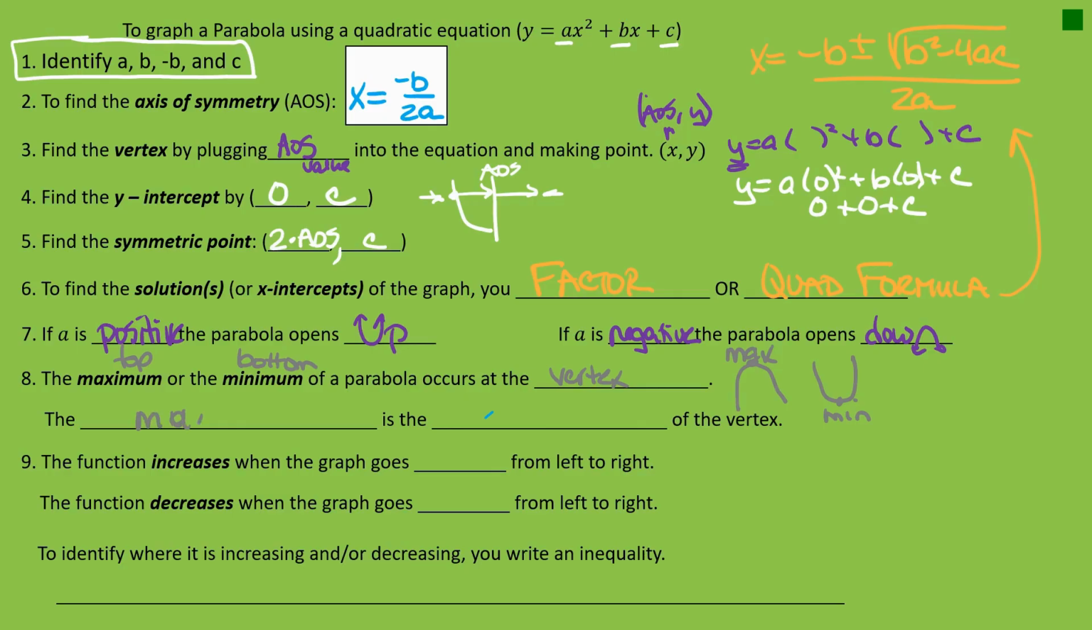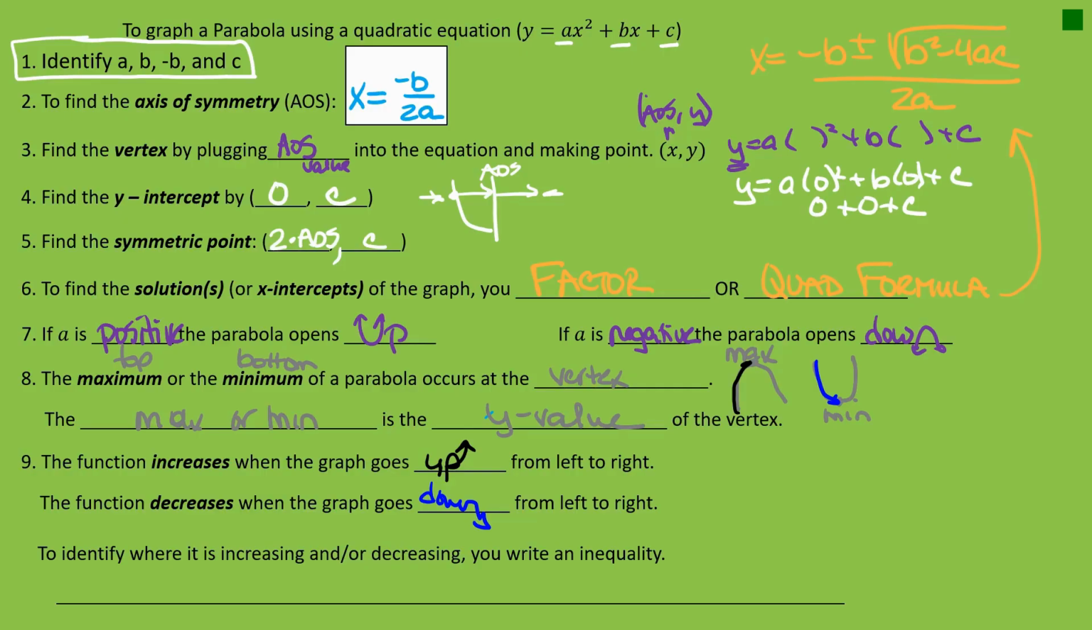So the max or the min, depending on which it is, is the y value of the vertex. Okay. Where does it increase? It increases where the graph goes up from left to right, and it decreases where the graph goes down from left to right. So here, from left to right, we are increasing. Here, from left to right, we are decreasing. So it's whichever way it's going from left to right, okay?